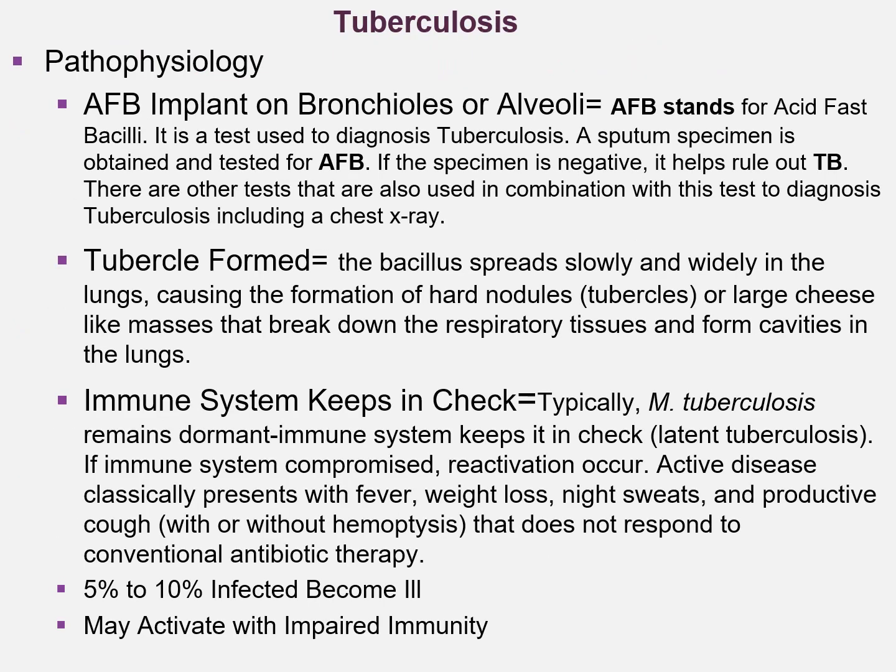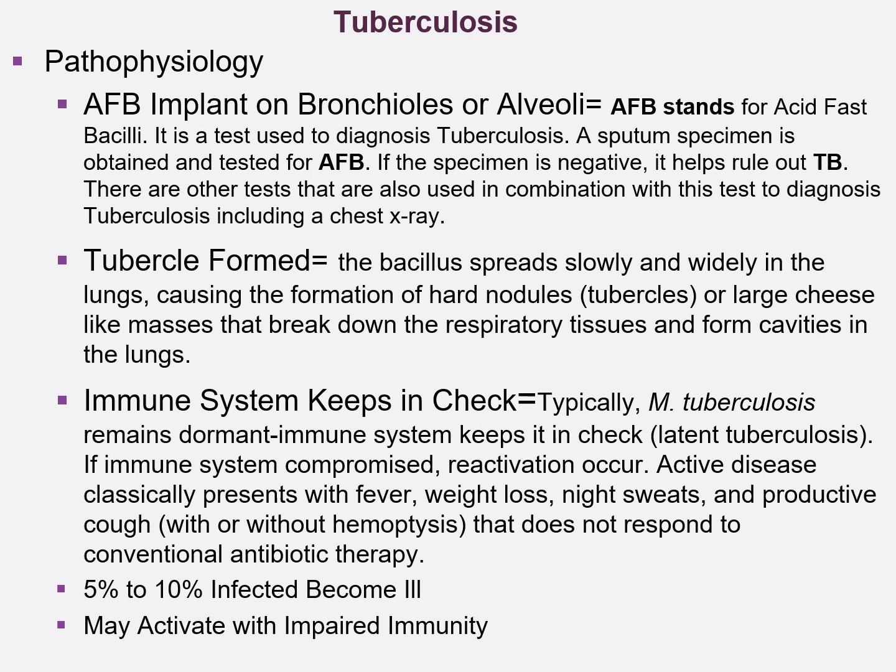TB. So TB, we look for an acid-fast bacilli implant on the bronchioles or the alveoli. And remember, we talked about this earlier, that it has to be a mycobacterium acid-fast bacilli. AFB stands for acid-fast bacilli, and it's used to diagnose TB. A sputum specimen is obtained and tested for the AFB. If the sputum's negative, then it helps rule out TB.